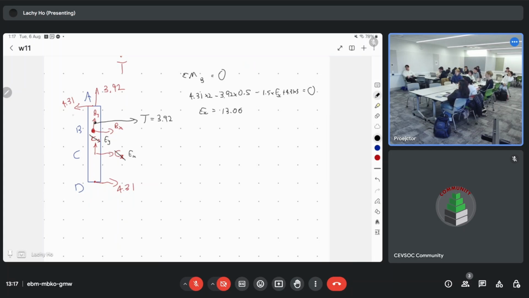So this is a distance of 2, 1.5, 1.5. So that's how we get our numbers. This is times 3.